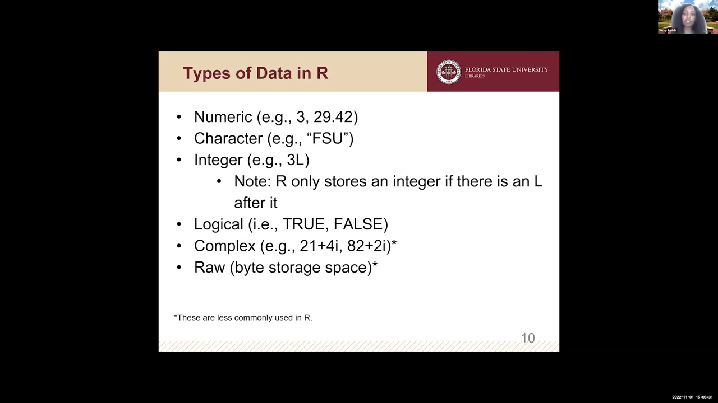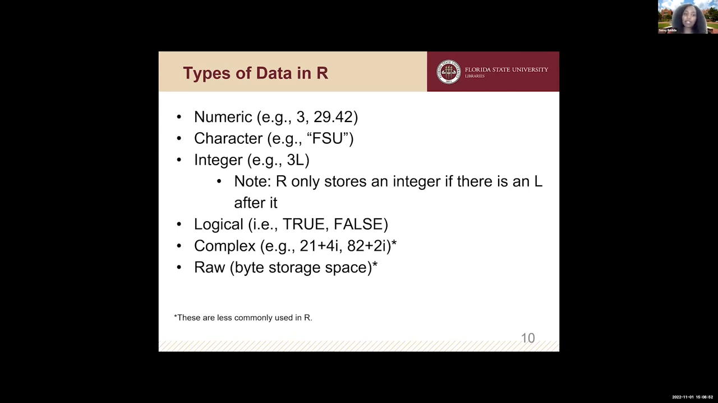The next category is integer data. These are whole numbers, and they have to end with a capital L for R to read them as integers. The next type is logical data, and this is just true or false. And they have to be in all caps for R to read them as logical data rather than character variables.